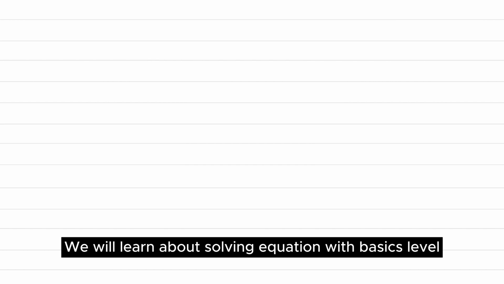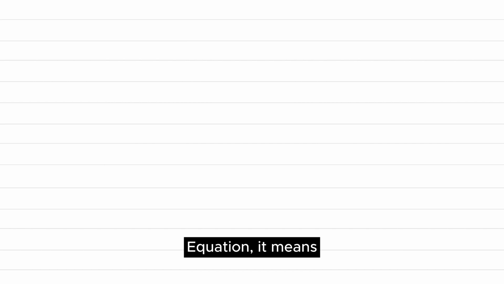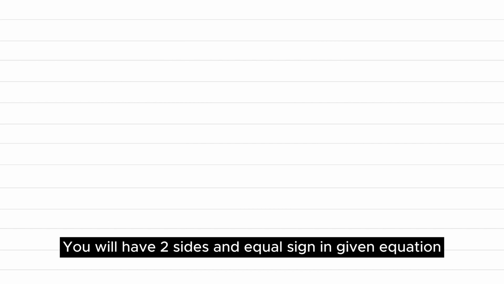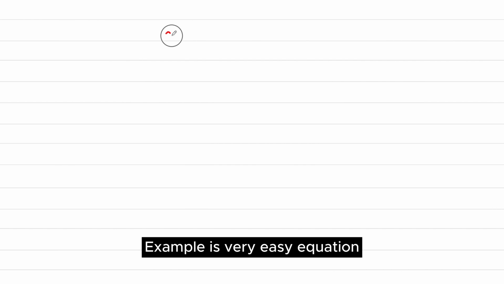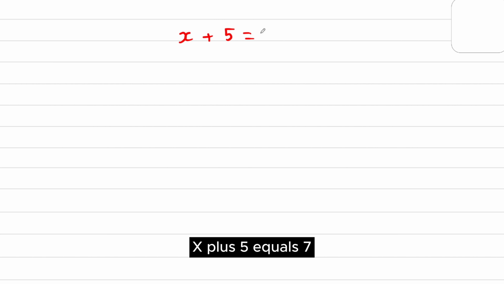In this video, we will learn about solving equations at the basic level. An equation means you will have two sides and an equal sign in the given equation. Example, a very easy equation you can write out like this: x plus 5 equals 7.